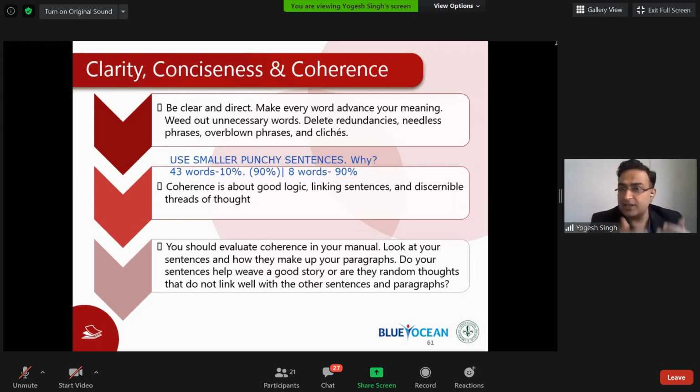And it automatically covers the next point, which is conciseness. Concise means summarized, brief, small.